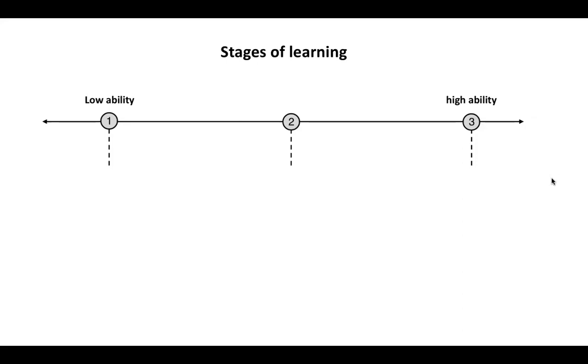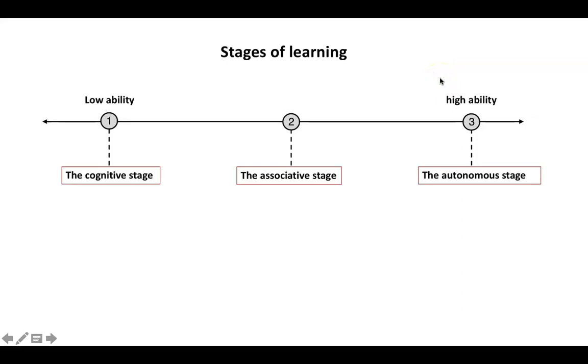Okay, so we need to now know that we have different stages of learning. We have low ability, and then a stage of learning which identifies why we have low ability. Then we have a middle stage of learning, and finally a third stage, which is when we have high ability within that skill. So the stages of learning we need to be aware of are the cognitive stage, the associative stage, and the autonomous stage.